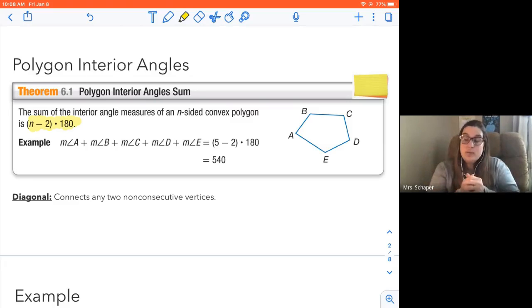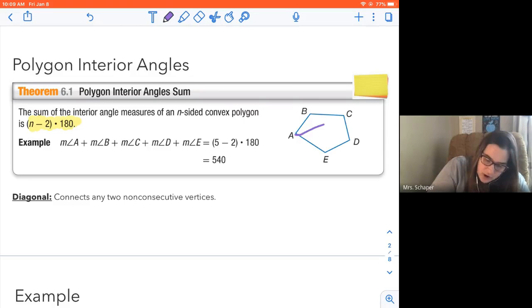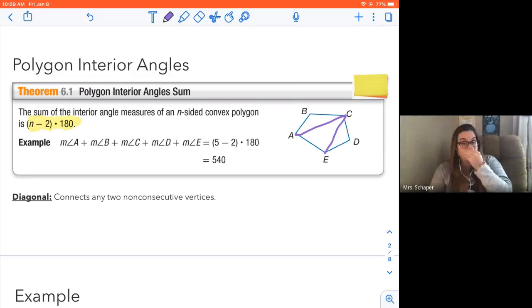The reason we do that is because when you draw the triangles in the figure, there are 3 triangles. There are always going to be 2 fewer triangles than there are sides. And that's why we know triangles have 180 degrees. That's where that formula comes from. When you draw your diagonals, you're creating those triangles. So it's the number of sides minus 2 times 180.